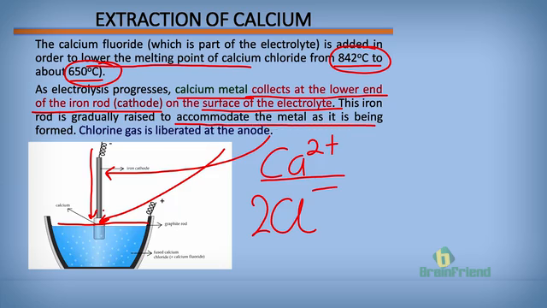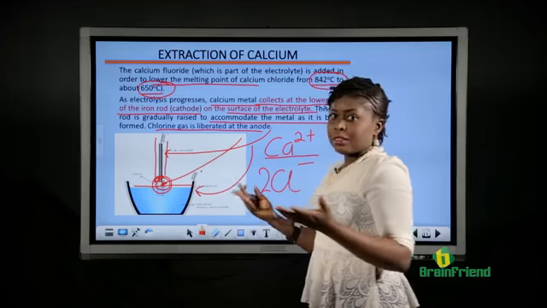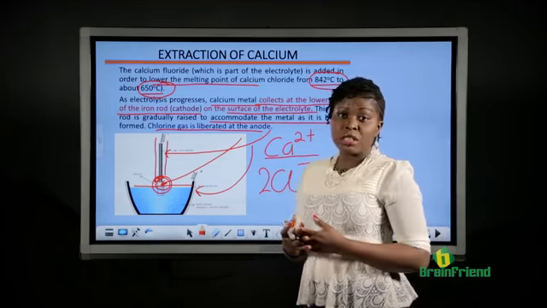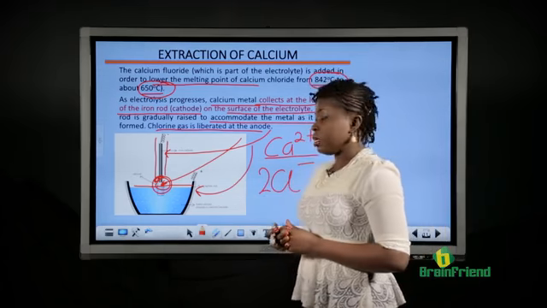So this is where our metal forms. Okay? So the more it increases, the iron rod should be raised up so that we can accommodate the calcium metal being formed. So that is where calcium is deposited, at the cathode. The chlorine gas is liberated at the anode. All right? So with this, we have our pure calcium metal, and that is simply how the electrolytic process for the extraction of calcium is carried out.